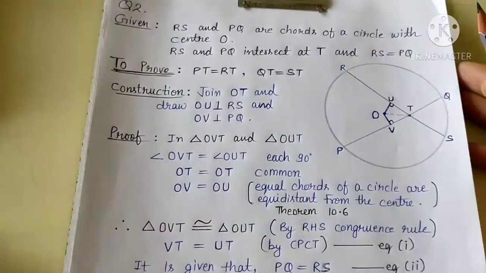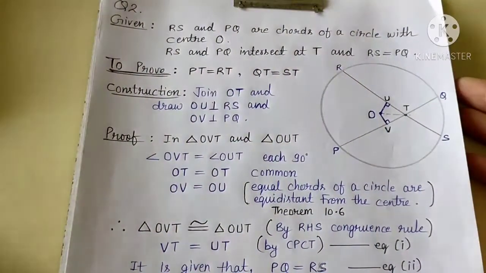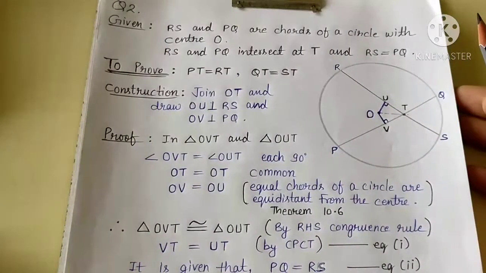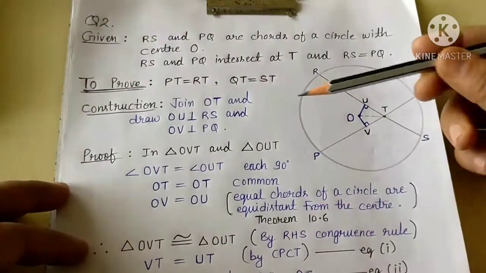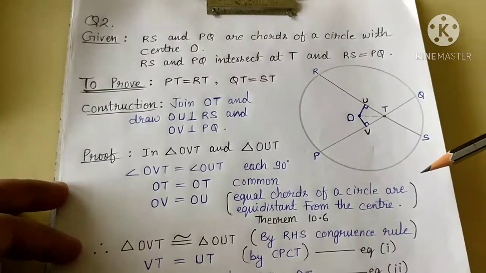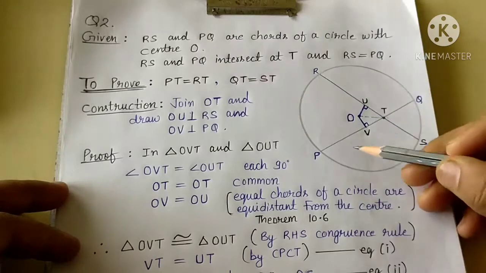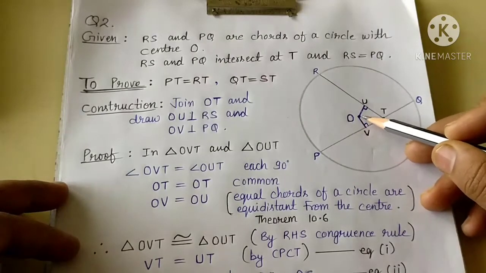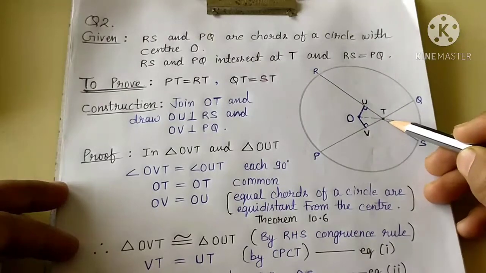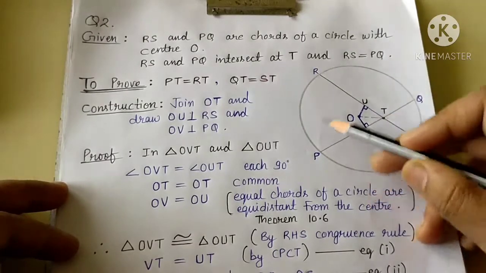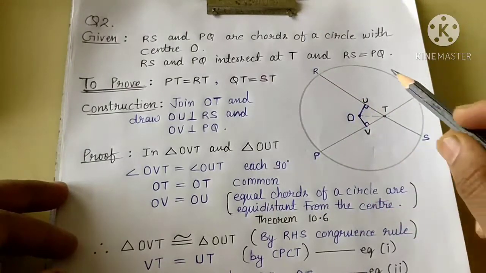As you can see here, I have already drawn the figure, the circle, and according to the question we have taken two equal chords PQ and RS. Here PQ and RS are two equal chords of the circle with center O. Now they are intersecting at point T, and it is given that the two chords are equal. It means RS and PQ both are equal.